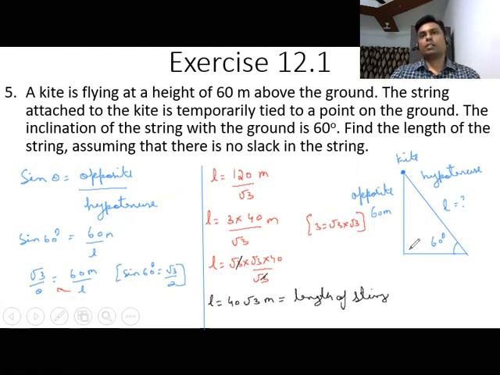So very simple. First draw the diagram. Kite is at a height of 60 meters. You have to find the length of the string. The angle formed is 60 degrees. So opposite and hypotenuse are related by sine. Sine theta is equal to opposite by hypotenuse. Sine 60 is root 3 by 2. Cross multiply, 120 by root 3. 120 is 3 into 40. 3 is root 3 into root 3. So root 3 will get cancelled. L is 40 root 3 meters, which is the length of the string.